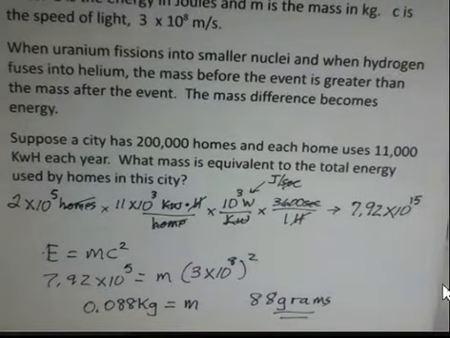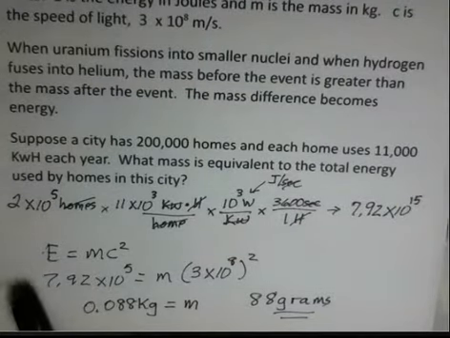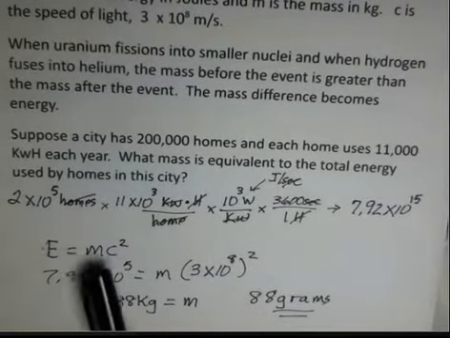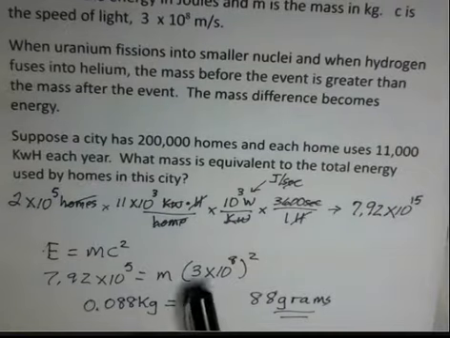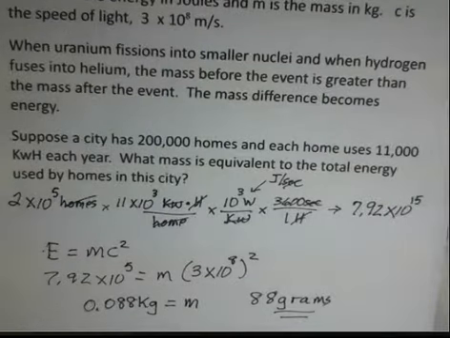So if you have questions on E equals mc squared, be sure to ask your instructor. In this calculation, the energy must be in joules, the mass must be in kilograms, the speed of light very, very close, 3 times 10 to the 8th meters per second.